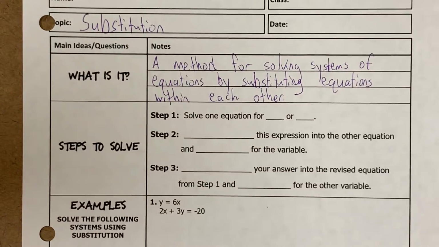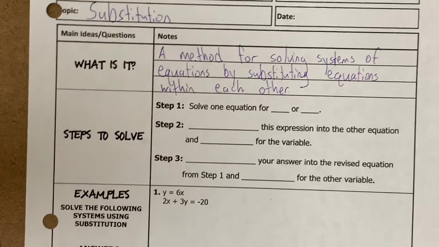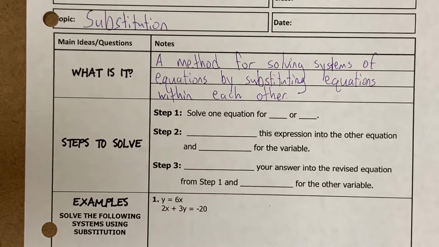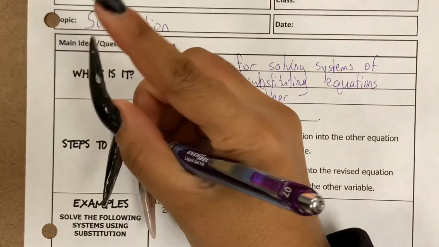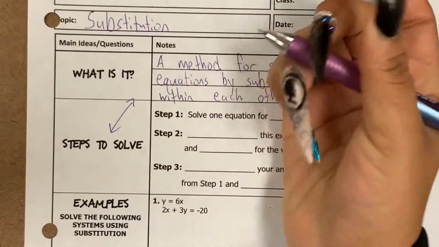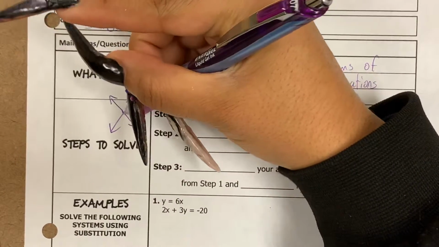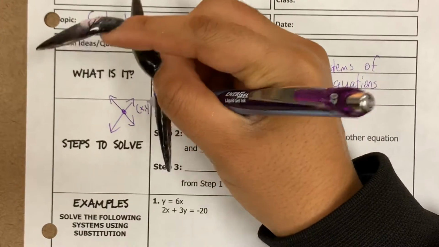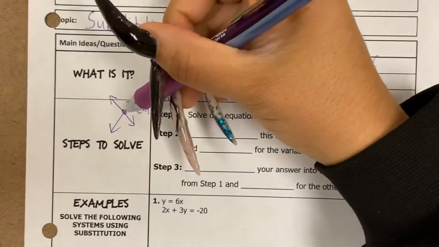Today we're solving systems of equations by substituting. So remember, when you solve a system of equations, what you're doing is you're finding where the two lines intersect. So you have one line, then you have another line or another equation, and where they intersect, that ordered pair, that's your solution. So again, that's what we're finding. We're trying to find where the lines intersect.